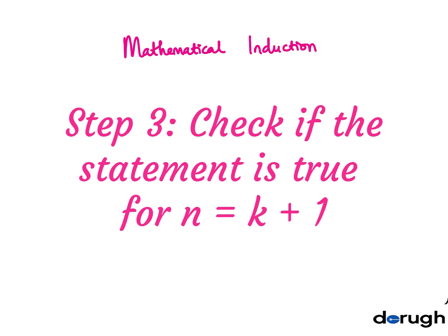For step 3, we then need to check that the statement or the formula is true for n equals k plus 1. Again, that means checking that the left hand side equals the right hand side of the equal to sign. When you finally see that step 3 holds true, then you can say that the formula or theorem holds true for every natural number n. We'll see how it works in action as we go through some examples.